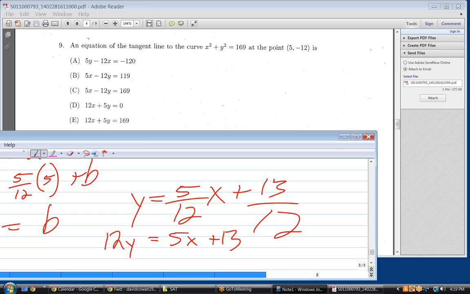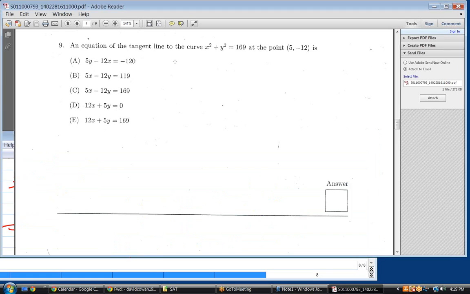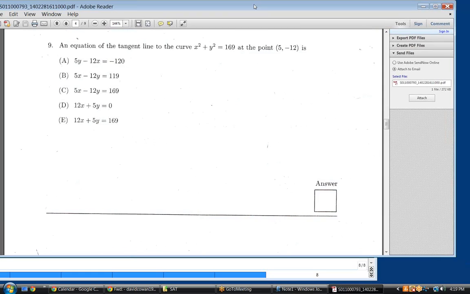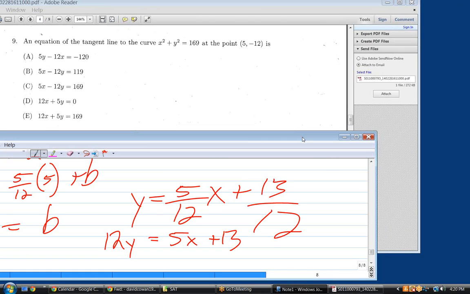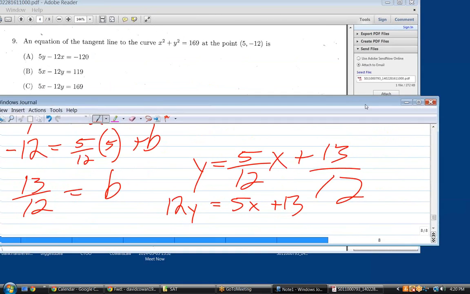I don't see my answer on there. I get 12y minus 5x equals 13, or 5x minus 12y equals minus 13. What the heck? This is an easy problem. What did I do? Did I get the wrong derivative?